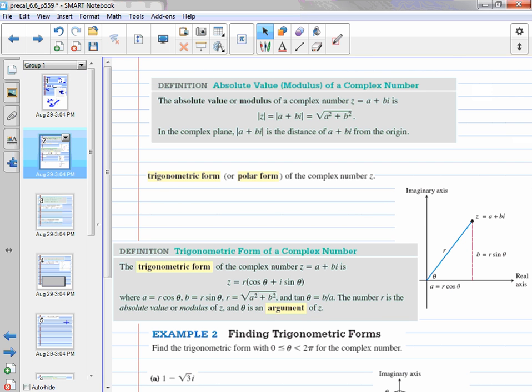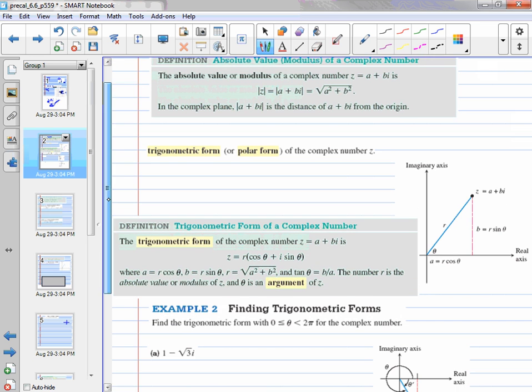Absolute value, or the modulus of a complex number. Remember what absolute value is. It's the distance we are from 0, if it's on the number line, or the distance we are from the origin if we are in a plane. So the absolute value of a complex number is the distance we are from the origin.